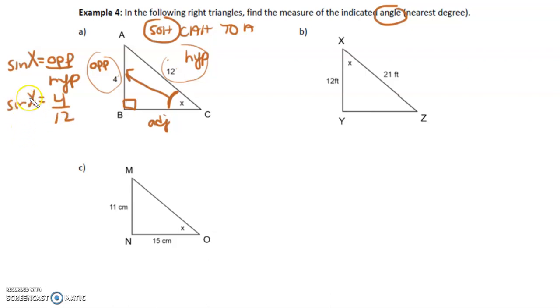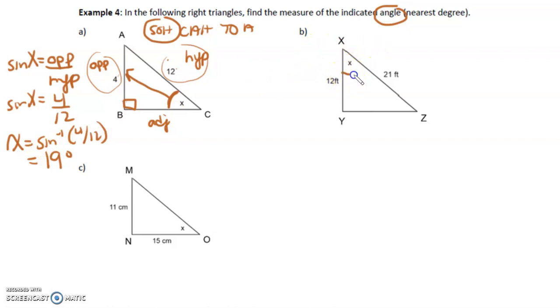Now, in order to solve for the angle, we have to put x equals. So instead of doing a sine, we're going to sine inverse this number. And we're going to get 19 degrees. Remember, sine inverse is shift or second on your calculator, and then sine.